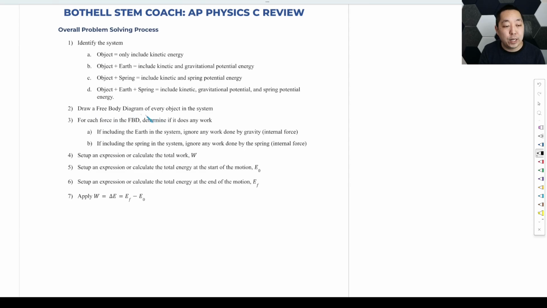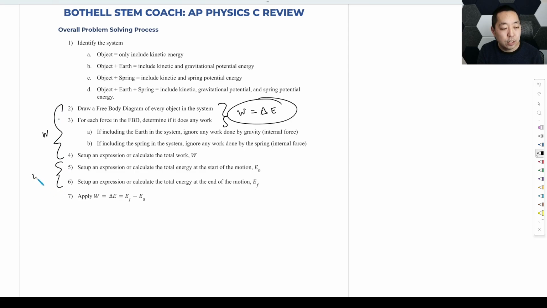You want to draw a free body diagram of the system. The whole purpose of these two steps going together is to calculate the work, right? We're doing work as change in energy. We want to calculate the work and we want to calculate the change in energy. So all of these steps are about calculating: this is about calculating work, and this is about calculating the change in energy. And then this is just applying that work is the change in energy.